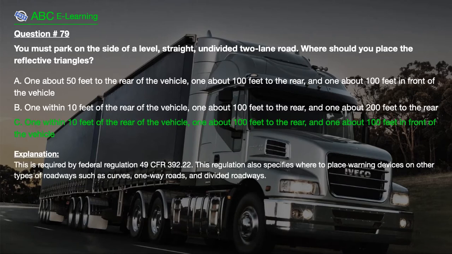The correct answer is here, C. 1 within 10 feet of the rear of the vehicle, 1 about 100 feet to the rear, and 1 about 100 feet in front of the vehicle. Explanation. This is required by Federal Regulation 49 CFR 392.22. This regulation also specifies where to place warning devices on other types of roadways such as curves, one-way roads, and divided roadways.